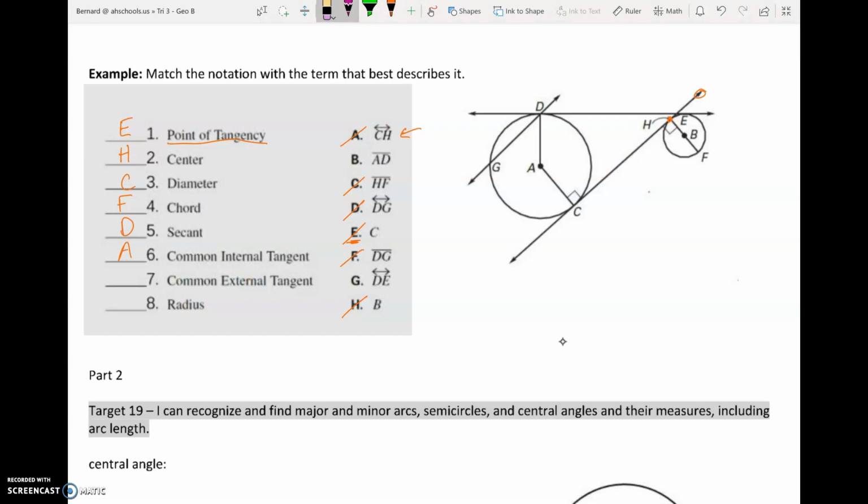Now, for external tangent, remember it's the same thing. It hits both circles in one spot, but it does not go in between. It stays on the outside. So that would be this line right here, DE, with arrows on the end. And so that's letter G here. And then finally, a radius is just a line from the center of the circle to the edge of the circle. Process of elimination tells us that that's B. And so we can fill that in, and here's why. From A to D, right? A is the center, D is on the edge. That is what a radius looks like.